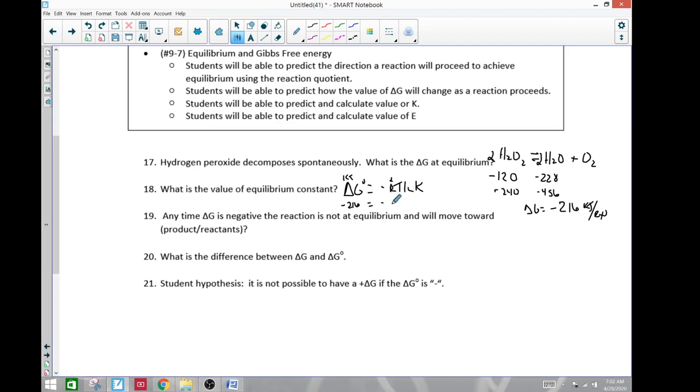It's 8.31. You'll find on your laminated sheet, it is 8.314, and you notice it says joules. So this is going to be 0.00831 times 298. We never change that temperature ever. And then the natural log of K. All right, so it's a long video, sorry about this. So negative 216 divided by 0.00831 divided by 298 is going to be negative 87.